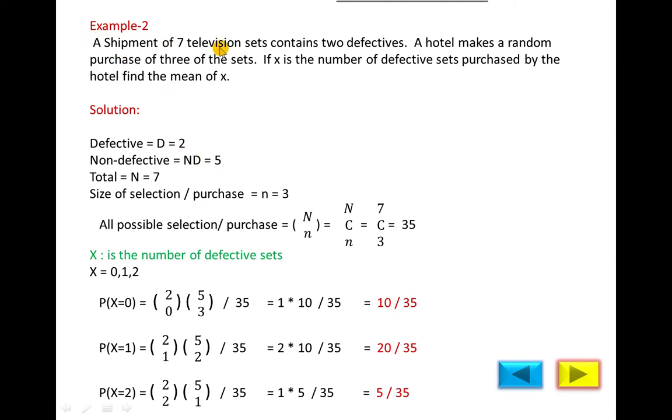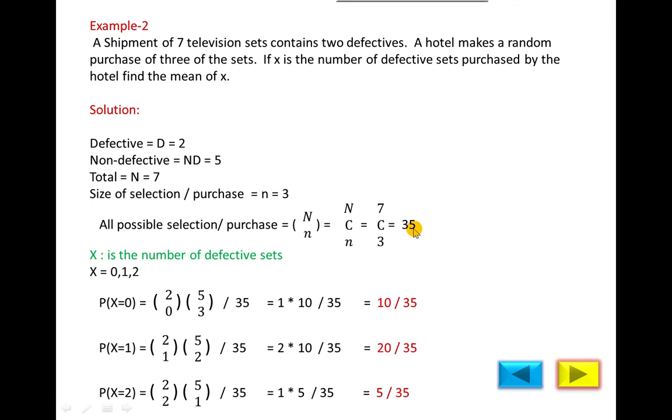So a shipment of 7 television sets contain 2 defectives. A hotel makes a random purchase of 3 of the sets. Size of the selection purchase is 3. If x is the number of defective sets, first we will write all the possible values of x, then we will find the probability, and then you can find the mean of random variable x. So defective 2, non-defective 5, total is 7, size of selection 3. All possible selections will be 7 combination 3, which will be equal to 35.